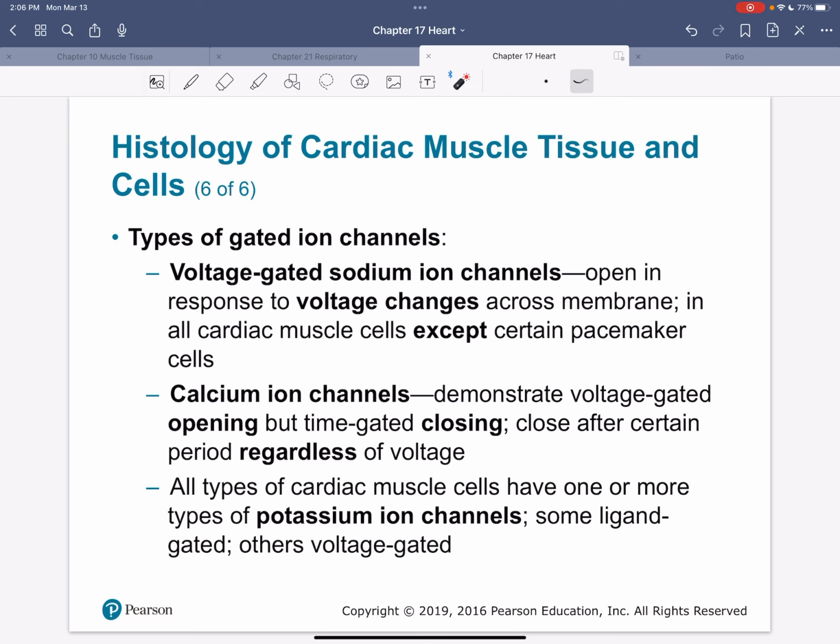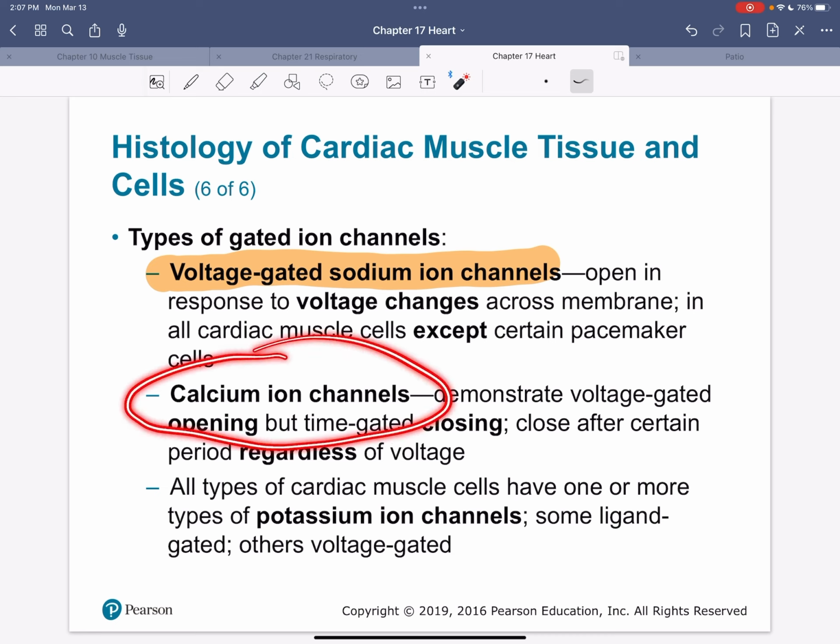Now, many of them are familiar to you from past chapters, in that we have the voltage-gated sodium ion channels. And of course, being voltage-gated, they open when there is a voltage change across the membrane. Now, where do we find these in the heart? We find them in all cardiac muscle cells except, and let me say that again, except certain pacemaker cells. They don't have this type of gate. We're going to see there's another type of gate coming up that we haven't seen before. We also have calcium ion channels.